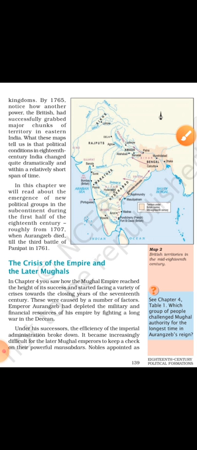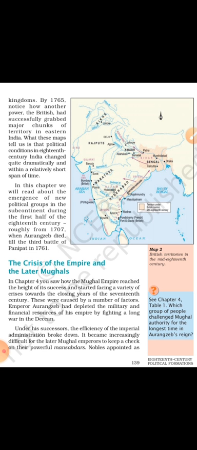Then we learn the French also came, Dutch also came, Danish also came. But now we learn about the Britishers especially, because they are the big businessmen who stayed here, who ruled here, and they captured whole territories of India, whole ports of India, and many parts of the Indian subcontinent. By 1765, notice how the British had successfully grabbed major chunks of territory in eastern India.